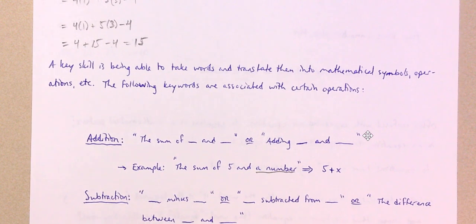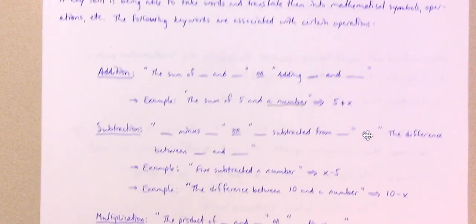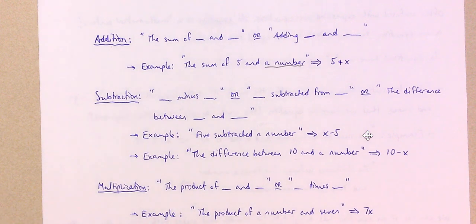Next up, a really key skill that you're going to need in this course is to be able to take words and translate them into mathematical symbols, mathematical expressions, mathematical operations, anything like that. And there are certain key words or key phrases that when you hear them, they should be triggering certain kinds of operations. For example, seeing the sum of blank and blank, or seeing adding blank and blank, is sort of the English cues to say, okay, we're going to add stuff.